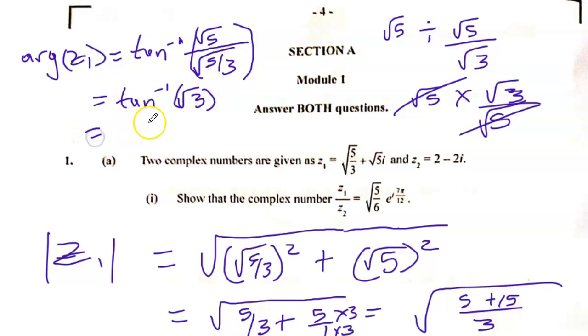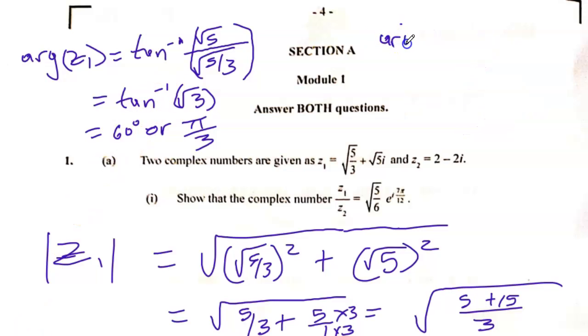And tan inverse root 3, what's that? Tan inverse root 3 is 60 degrees. If you convert that to radians, multiply by pi over 180, so that's pi over 3 radians. So that's the argument of z1. Let's now find the argument of z2. The argument of z2 again is tan inverse of imaginary over real. The imaginary part here is negative 2 over 2, and we'll end up with negative pi over 4.